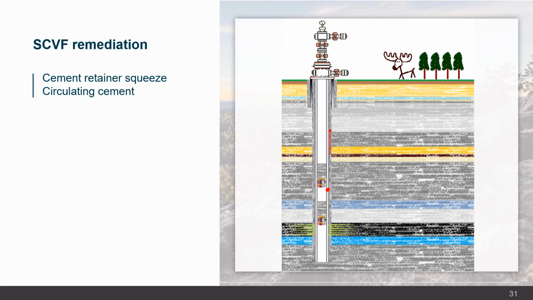job was not successful. In the example shown here, the permit holder has perforated at the source of the surface casing vent flow, installed a cement retainer, and conducted a retainer squeeze into that source interval. Following the capping of the retainer with cement, the remediation of the surface casing vent flow is complete. A similar approach can be taken with gas migration.